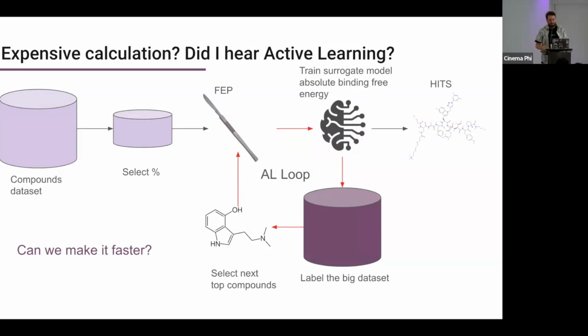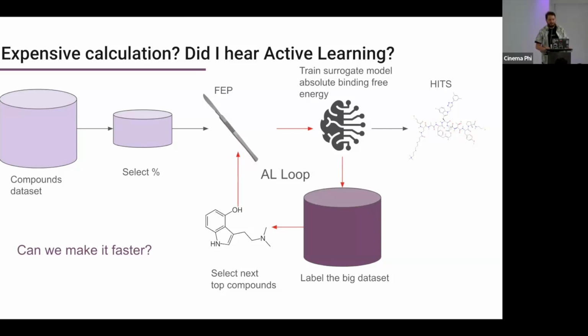We're fine with that. So I'm going to do free energy perturbation with some compounds. I'm going to train my surrogate model to actually predict the absolute binding free energy, and I'm going to label the big data set and so on. We're going to have some new compounds to test. But we discovered with this kind of loop that doing this is absolutely expensive.